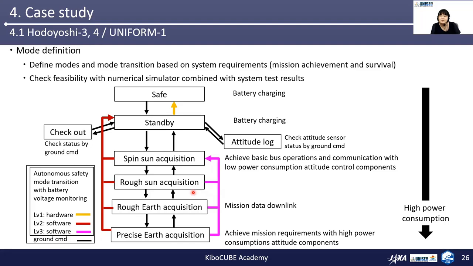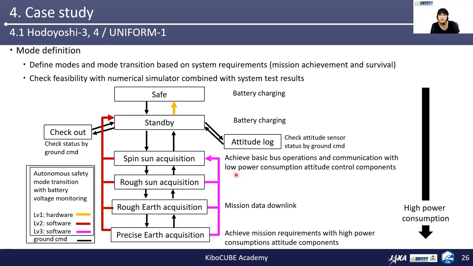actuator. For more precise attitude control, it also prepares more precise attitude determination components and logic to achieve the mission requirement. The high accuracy attitude determination components' power consumption is higher than the other ones. In the next step of spinning mode, the system can move on to the Earth acquisition mode by the ground command.